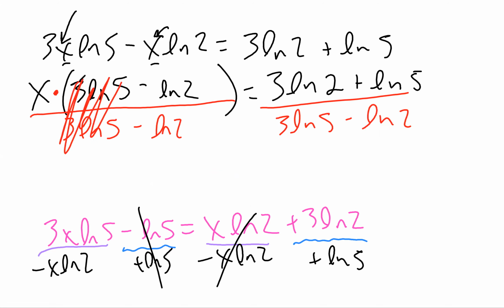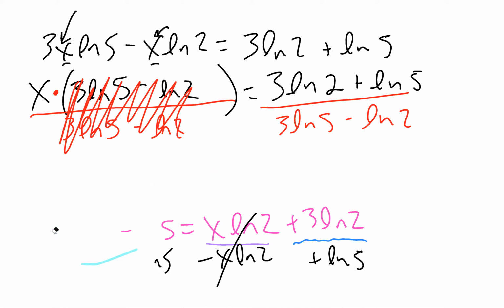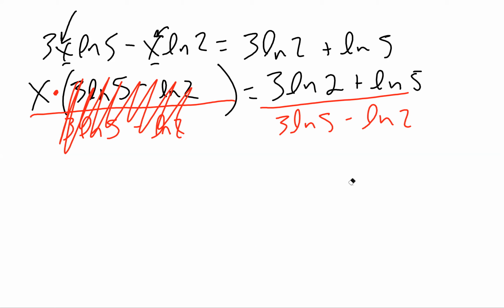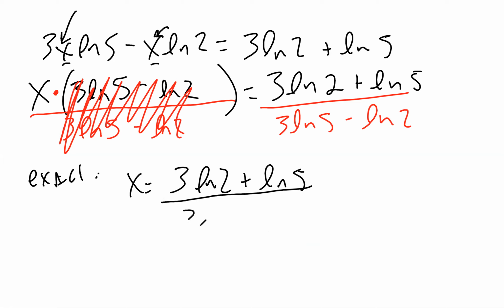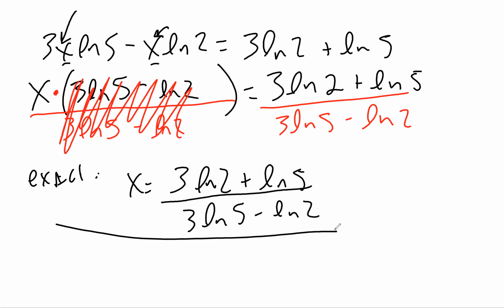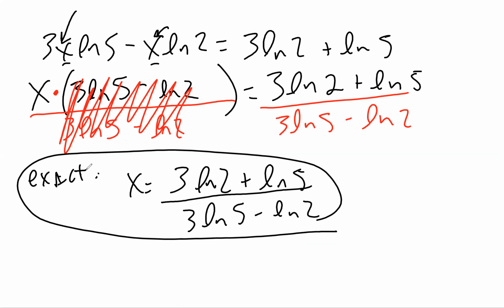Now over here, all of this messy, nasty stuff is going away. And we're just going to be left with our x value. And so theoretically, or technically, I suppose, we've solved for x. And just like last time, we are going to have an exact value, and then we're going to type it into our calculator, and we're going to have a decimal approximation. So our exact answer is x equals, and this is a big one, but that's okay, 3 ln of 2 plus the ln of 5 all over 3 ln of 5 minus the ln of 2. This is my exact answer, 100% exact with no decimal approximations whatsoever.